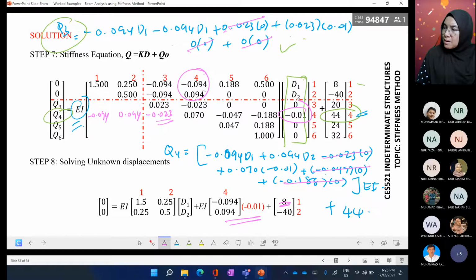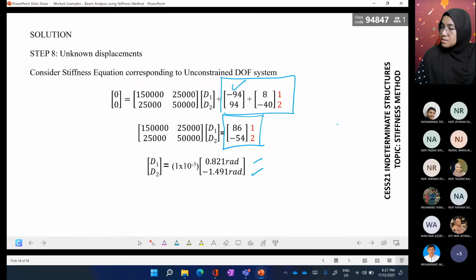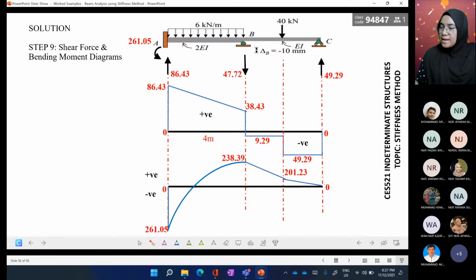The same for the bottom one: 0.094 EI times negative 0.01, then plus negative 40. Adding negative 40, we get the value here, so we get negative 54. So check back all the answers I have put. When we go to the diagram, everything is done. When we draw the diagram, normally it should be 0 here, but because of the decimal places we take, sometimes we get a small value. It doesn't matter; due to decimal places, we assume it is 0. The more decimal places we consider, the more accurate it gets.